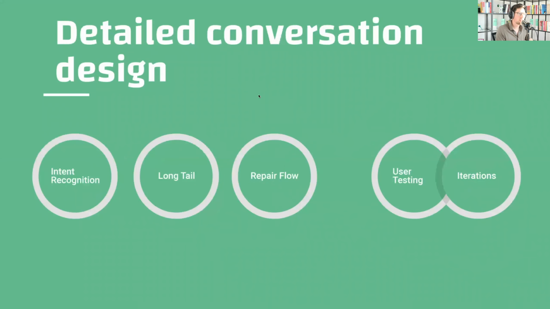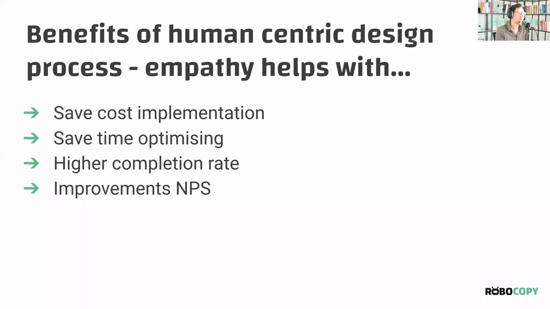And then the last step is detailed conversation design, right? So it's the intent recognition, which is like the AI training, right? Training the language model. So your AI trainer is going to be doing that. Then we've got to figure out the long tail. When do we hand it over to an agent, and when don't we? We create repair flows, and then we start implementing it, right?